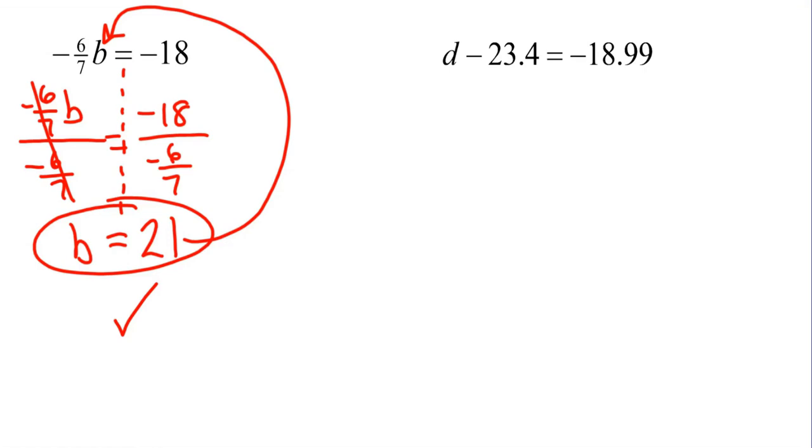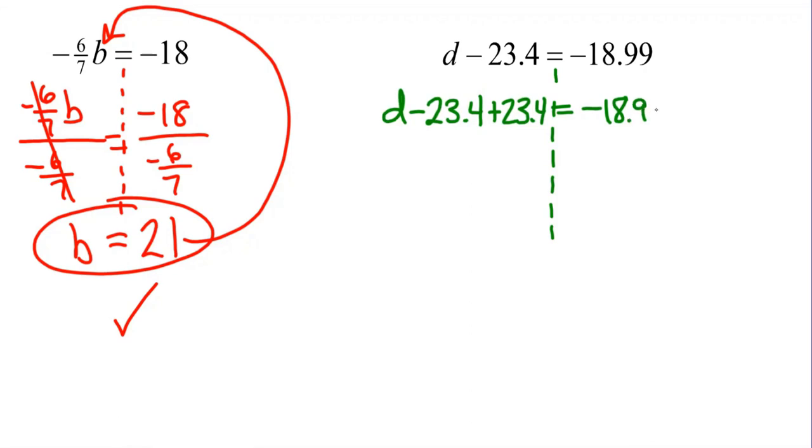Next, d minus 23.4 equals negative 18.99. Again, divide this equation into its two halves, and then I look at the side that has the variable d minus 23.4. So I need to undo subtracting 23.4. So I'm going to add 23.4, plus 23.4. And then I'm going to add 23.4 to both sides, negative 18.99 plus 23.4.